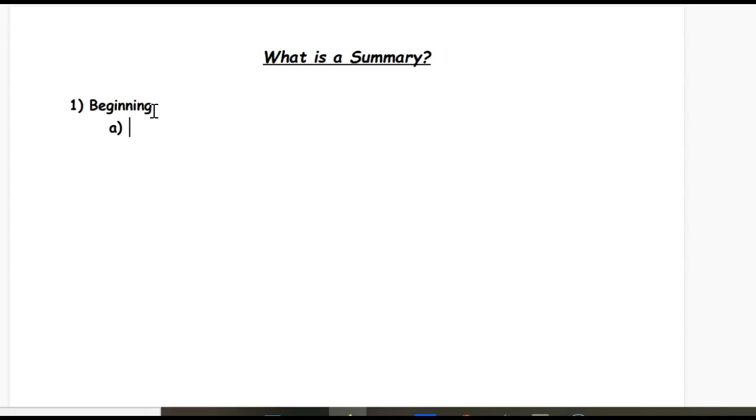A summary, first off, has a beginning. And in the beginning, it's going to have a couple pieces. It gives a hook. It's kind of like a fish hook. And at school, on the board, I'd be drawing an actual fish hook. So if you want to draw a fish hook on this, you can right now, okay? I can't draw on this, so I apologize.